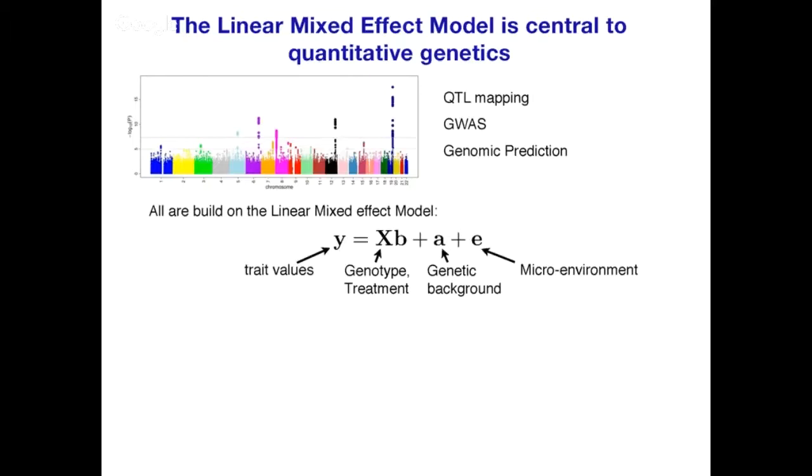So the linear mixed model basically breaks down the variation in a trait, which I'll call Y, into components that can be associated with specific loci or treatments, and then random effects like genetic background or G by E or microenvironment and things like that. So this model is really the foundation of a lot of quantitative genetic methods. QTL mapping, GWAS, genomic prediction, they're really all just the same model.